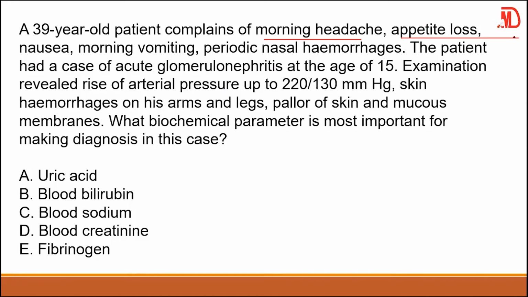Appetite loss, nausea, morning vomiting, periodic nasal hemorrhages are present. The patient had a case of acute glomerulonephritis at age 15. Now he's 39. Guys, anytime they tell you a disease, start looking out for what? Who can tell me?